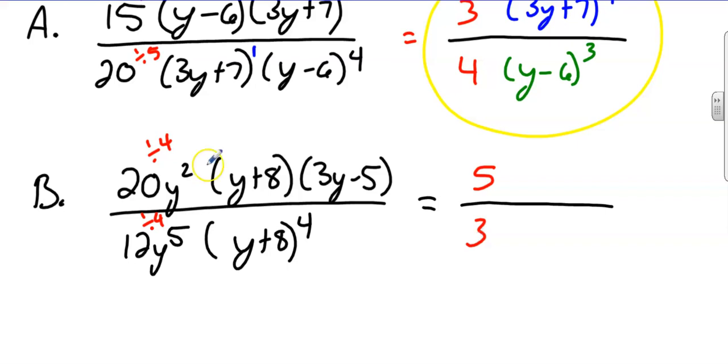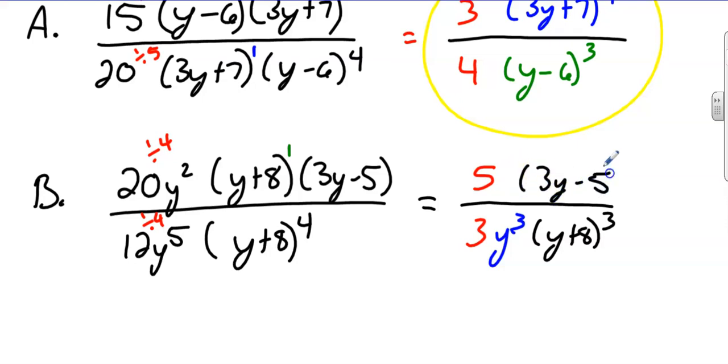And now the y's have their own thing we're doing here. So you've got y squared over y to the 5th. Subtract those two and leave you 3. And because the bigger power is on the bottom, you would have a y to the 3rd on the bottom. With the y plus 8, again, technically that one is to the 1st power. So taking 1 off the top and 1 off the bottom, that'll leave us with y plus 8 to the 3rd on the bottom. And there's no other 3y minus 5, so it stays right where it is.